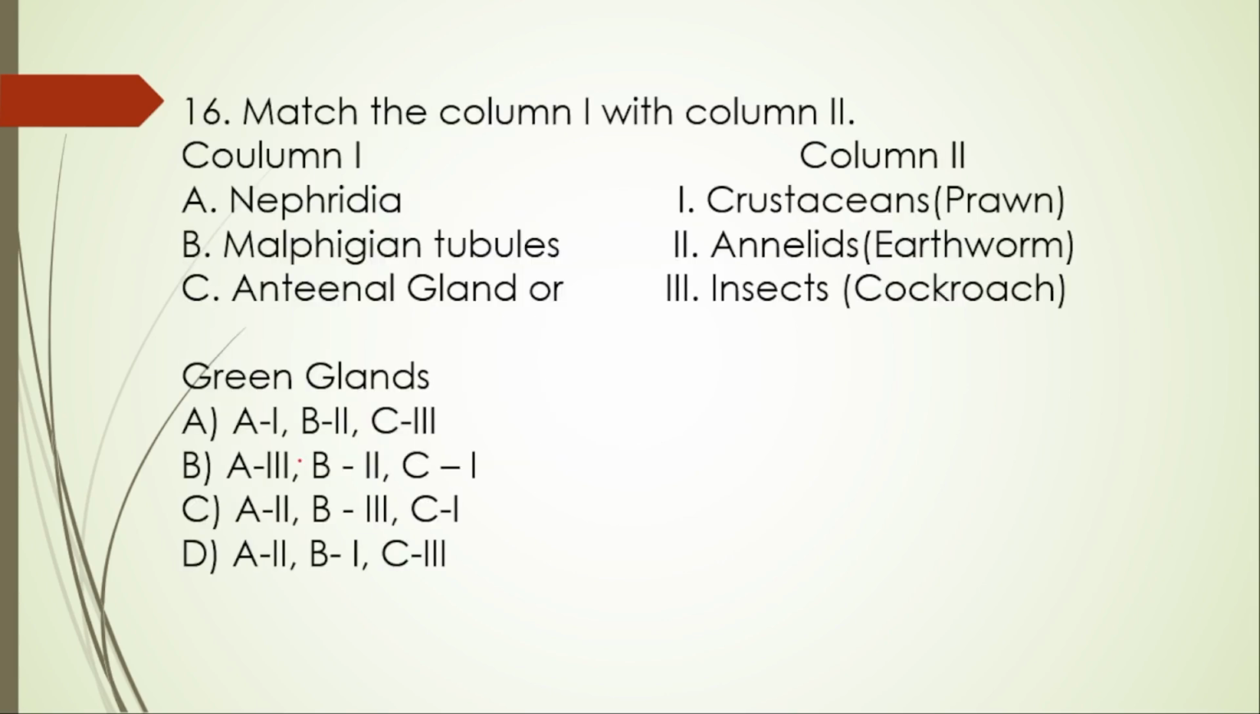Next one, match column 1 with column 2, that is 16th question. Column 1 is given and then column 2 is given here. Column 1, A, nephridia. Nephridia are found in annelids, especially earthworm. Malpighian tubules are present in insects. A is 2 and then B is 3. So the right option is option C.